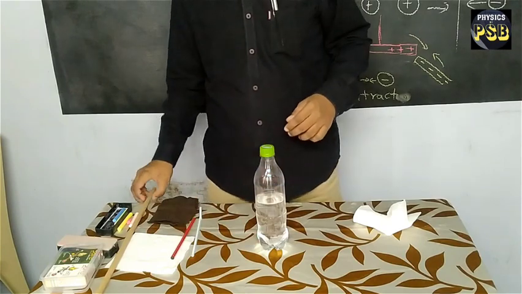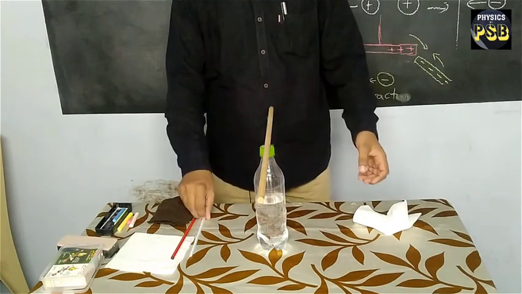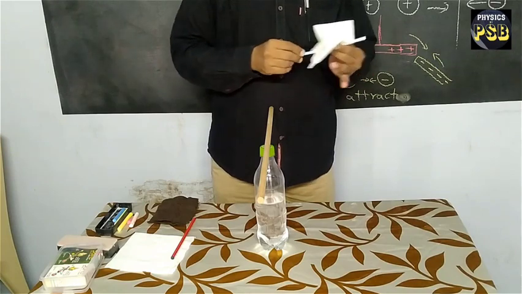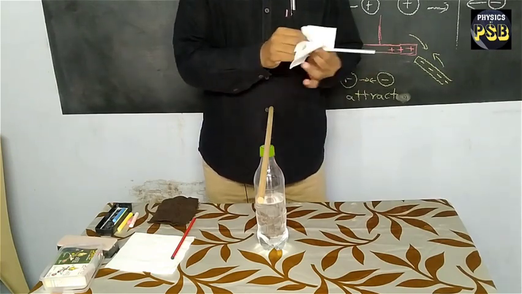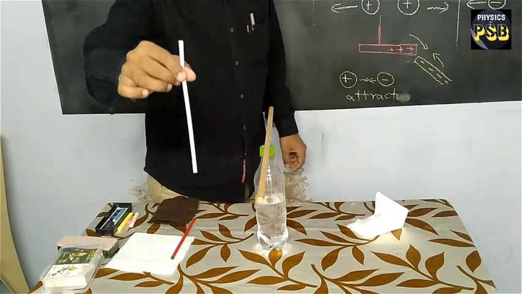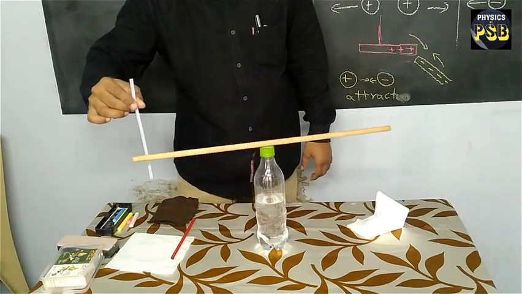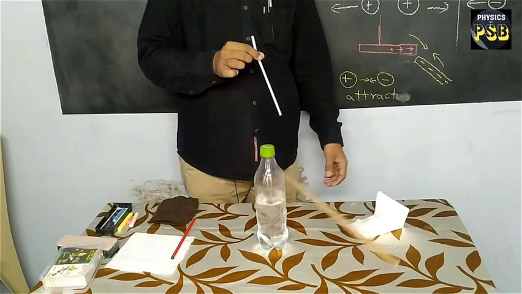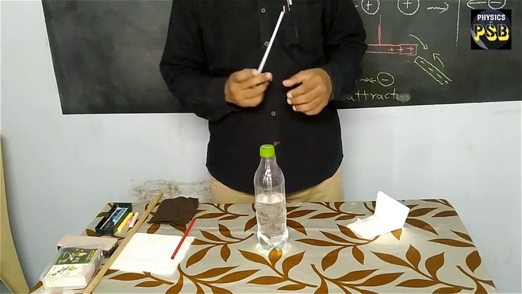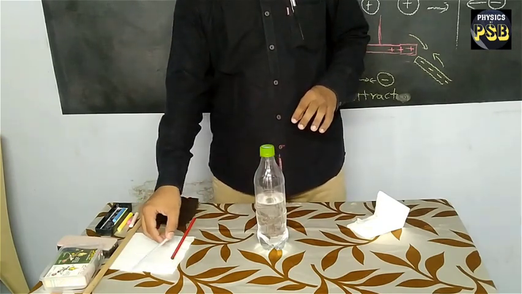Now replace the pencil with a wooden stick, and I'll find out whether the same thing happens with this or not. As the size of this stick is a little large, I'll rub the straw for some more time. Now I bring this near to the stick. As you can see, even the stick is getting attracted by the straw. So there is some force present between the straw and this stick. Let's find out what that is.